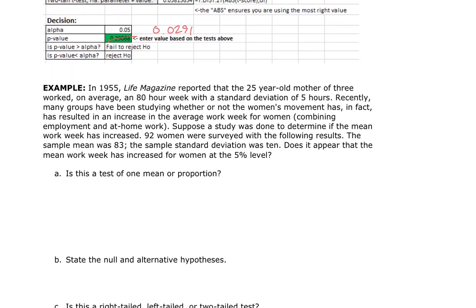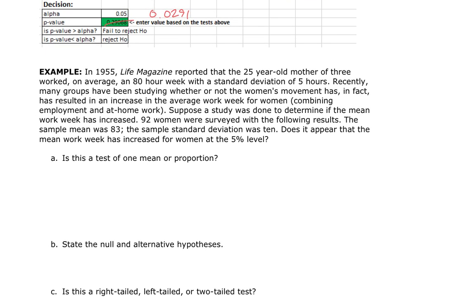Let's take a look at this next example. Life magazine reported that 25-year-old mothers of 3, this is in 1955, so it is not uncommon in 1955 to be 25 years old and have 3 children. Now, not so much, but back then it was. So in 1955, it was reported that a 25-year-old mother of 3 worked on average an 80-hour week with a standard deviation of 5 hours.